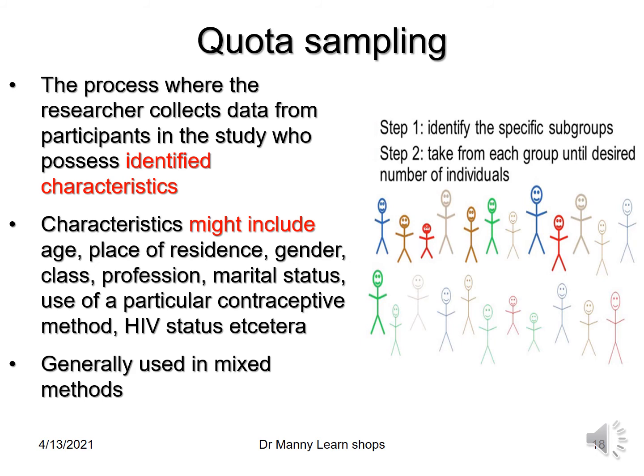Males, females, males comparing females. You may look at their class, upper, middle, lower. You may look at their professional status, their marital status, whether they use a particular type of contraceptive or their HIV status, etc., etc. There's lots and lots of things that relate to quota sampling. But generally, quota sampling is used in mixed methods research. And the steps basically are to identify specific subgroups and take each group until the desired number of individuals are met for your research.